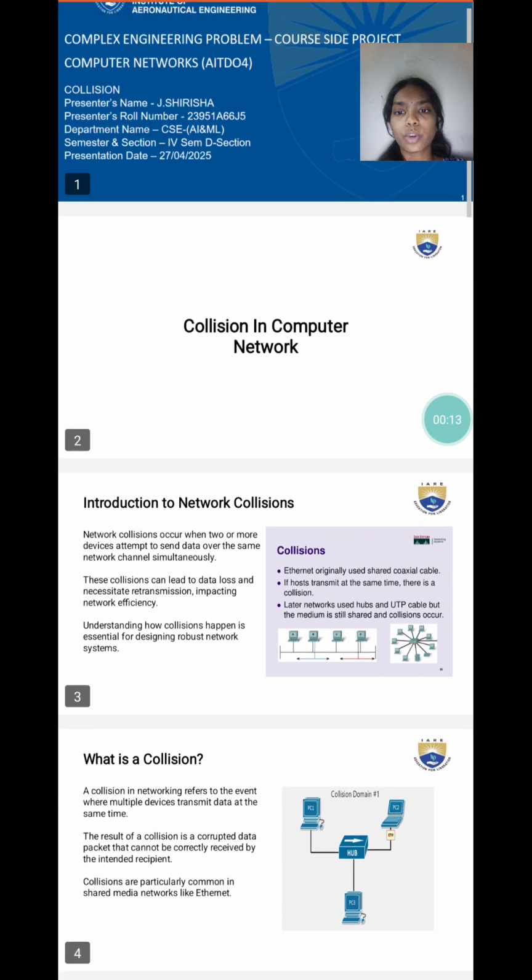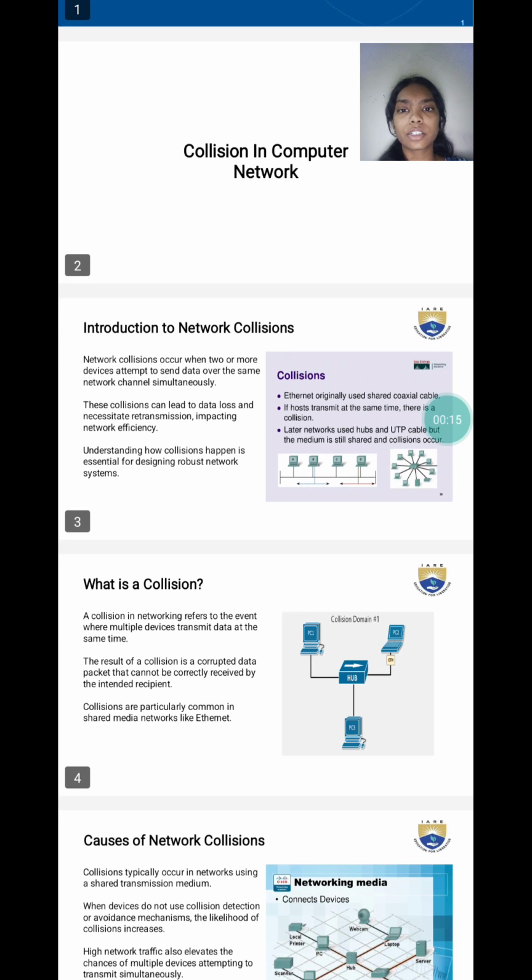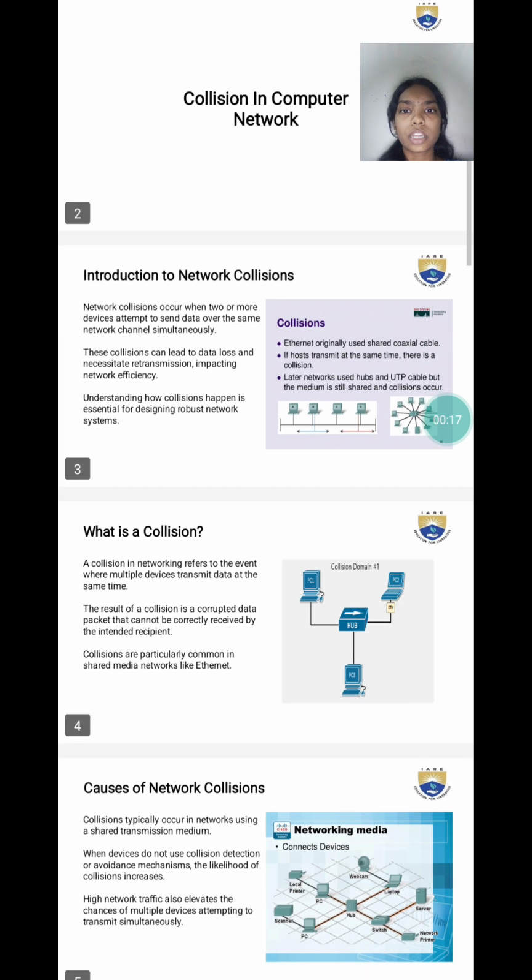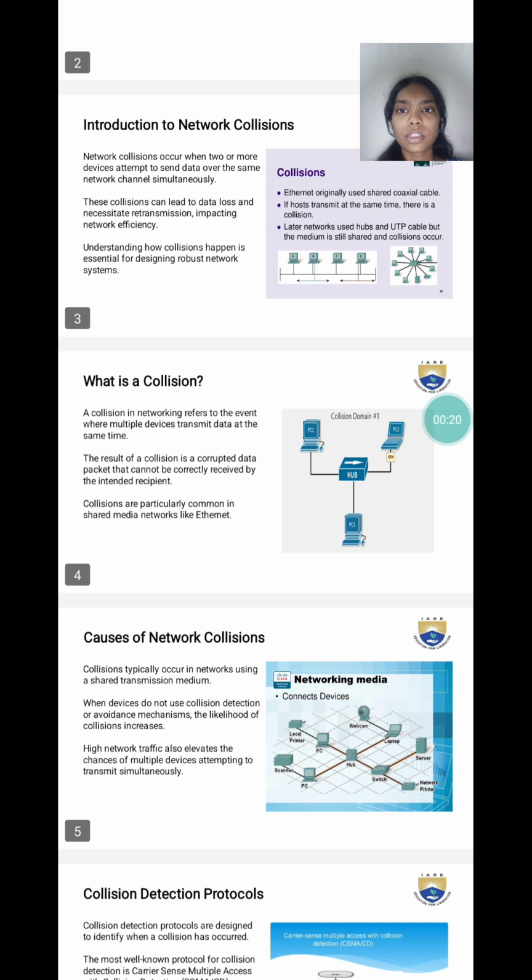Now we are going to explain the introduction to network collisions. Network collisions occur when two or more devices attempt to send data over the same network channel simultaneously. These collisions can lead to data loss and necessitate retransmission, impacting network efficiency. Understanding how collision happens is essential for designing resilient network systems.